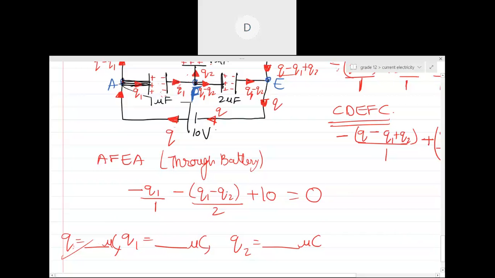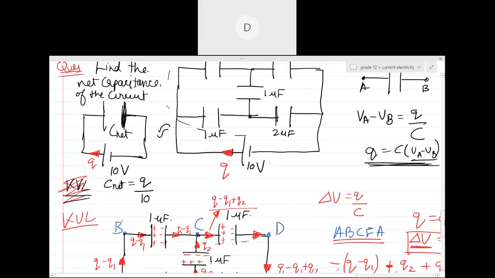Because when you take this as microcoulomb, can you see microcoulomb by microfarad automatically gets cancelled and becomes volt. So can you see volt added over here? So that's it. Is this clear? Once you get the value of Q, you put this Q over here and find out the C net.